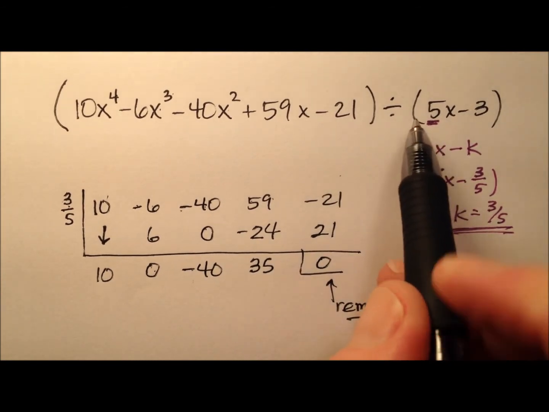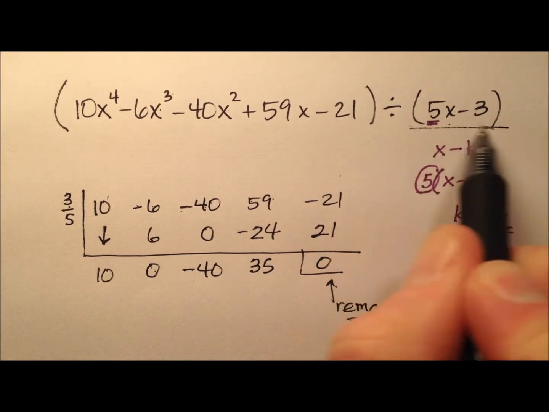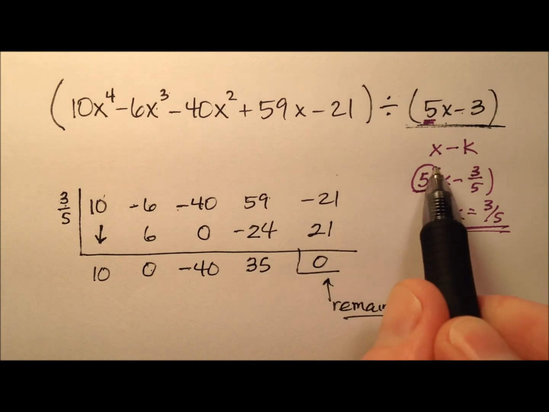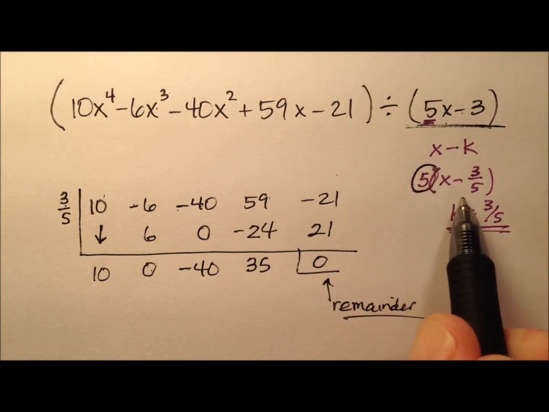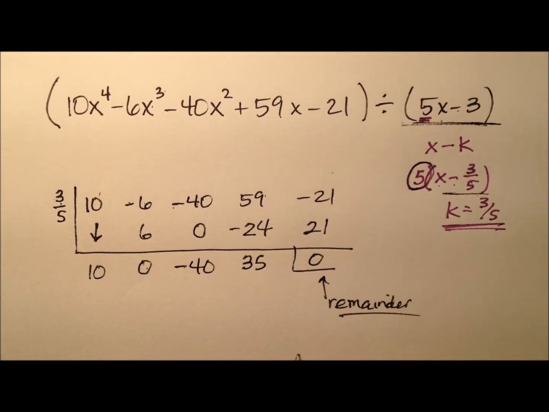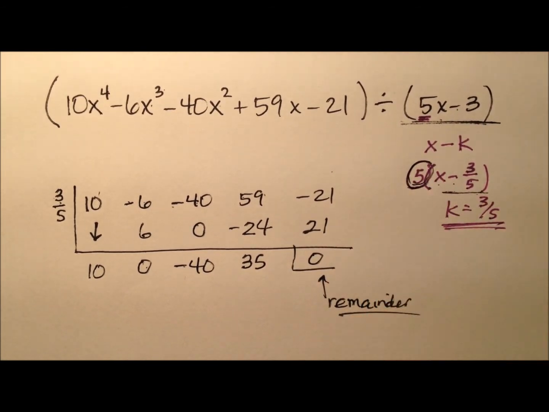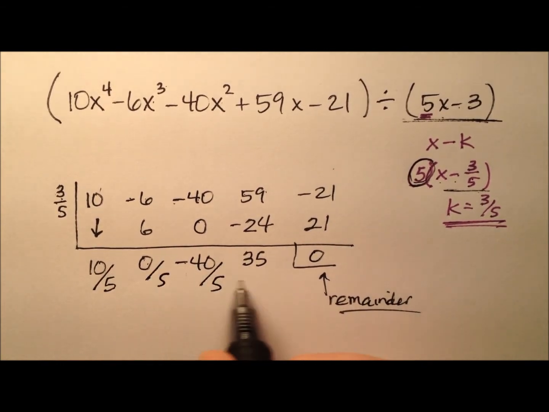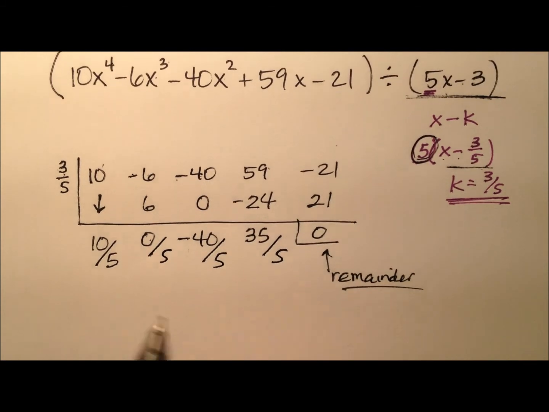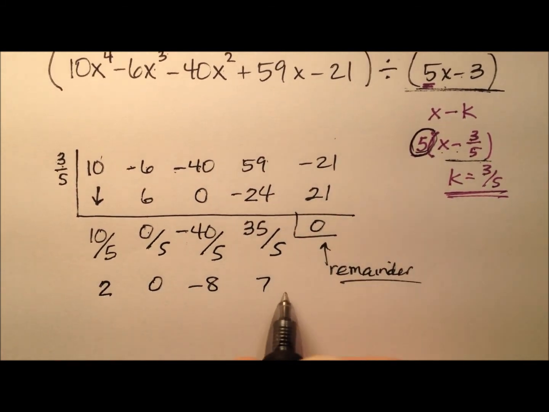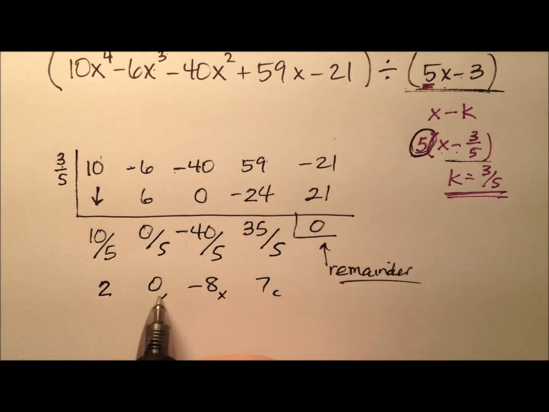Okay, at the beginning of this problem, I was dividing by this linear binomial 5x minus 3. But I broke it up into two pieces by factoring out this 5 and forcing me to have an x minus k version here. But this 5, I didn't divide things by 5 yet. So let's go through and divide everything by 5 now. Okay, so I'll have 2, 0, -8, and 7. This is my constant, this is my linear, my quadratic, and my cubic.